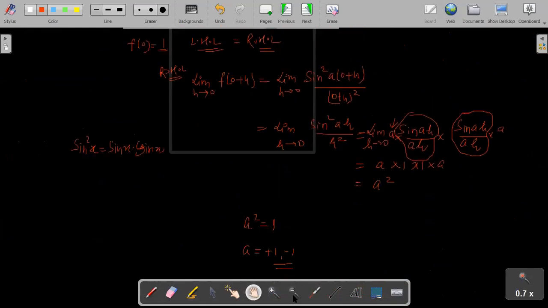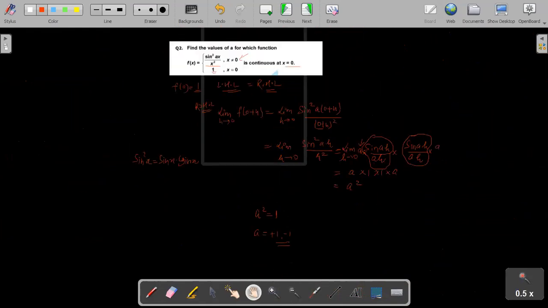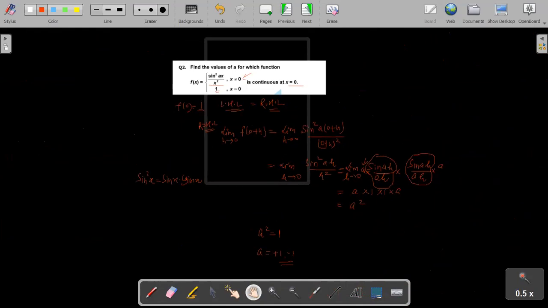All right, so that's why a is equals to 1 and minus 1, both are its answers. So all right, if you have any doubts, if you have any problem, you could ask me. I think it is more clear now, I guess.